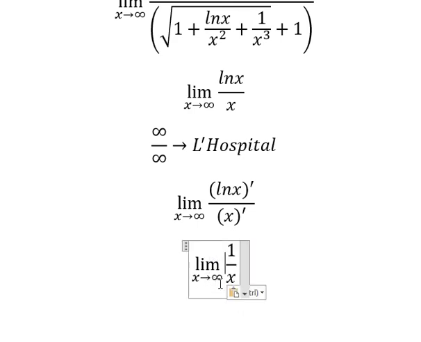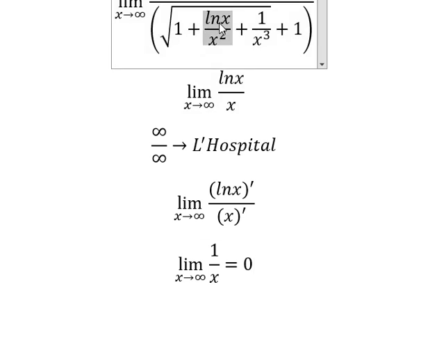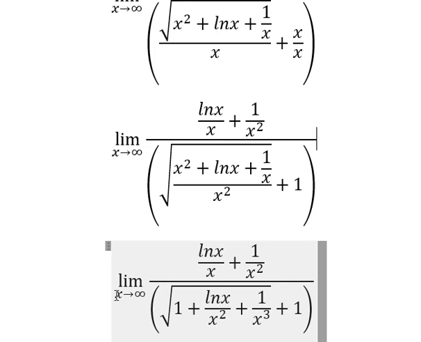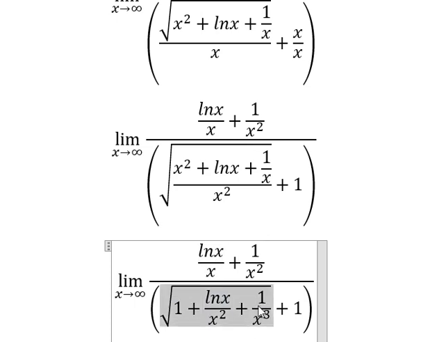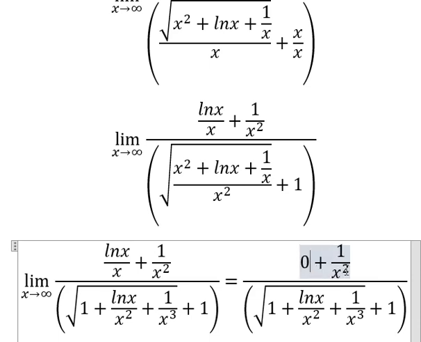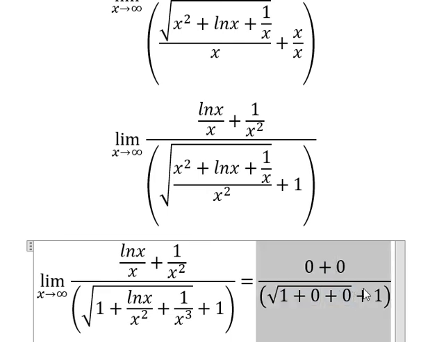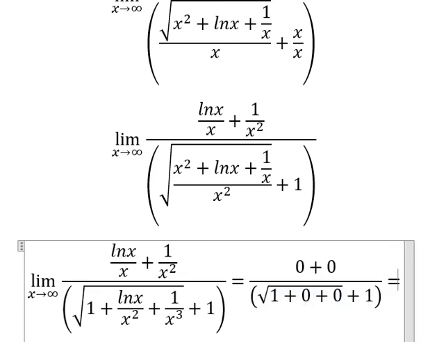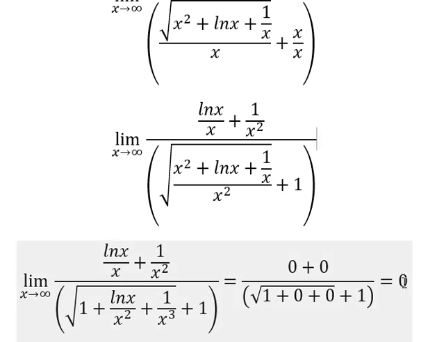So s approaches to positive infinity. Number 1 divided by positive infinity, you got 0. This one similar for this one in here if we use about L'Hospital in here. So when s approaches to positive infinity, this one you got 0, 0, 0 and 0. And now we have like this. So we calculate about this one and we have 0. And that is the final answer.